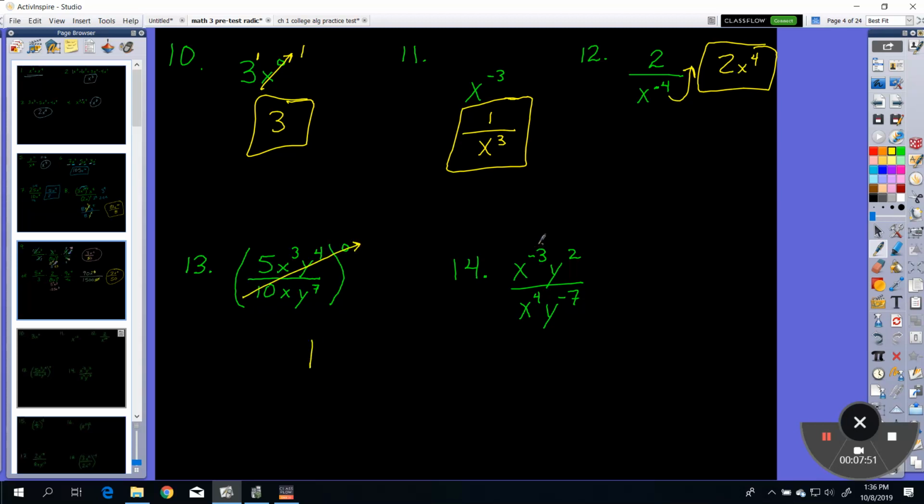On number 14, a negative exponent. Anything with a negative exponent moves places. So this comes down and loses the sign. Y to the negative 7th goes up and loses the negative. So now really what I have is y squared y 7th, which makes y to the 9th, over x cubed x to the 4th, which makes x to the 7th.